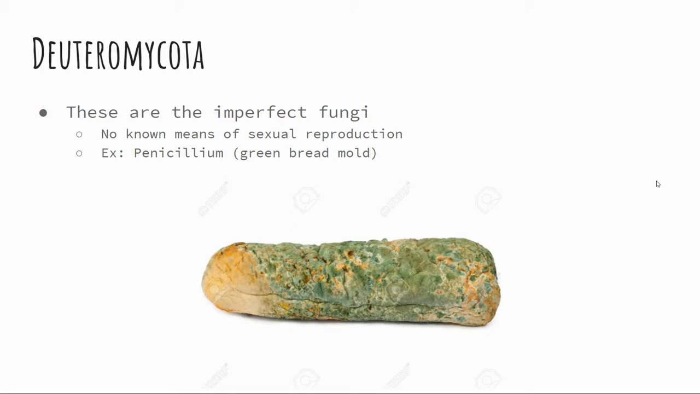The last is the deuteromycota, and these are imperfect fungi, meaning that they have no known means of sexual reproduction. And the best example of this, and probably one of the most important fungi, is the penicillium, or the green bread mold.